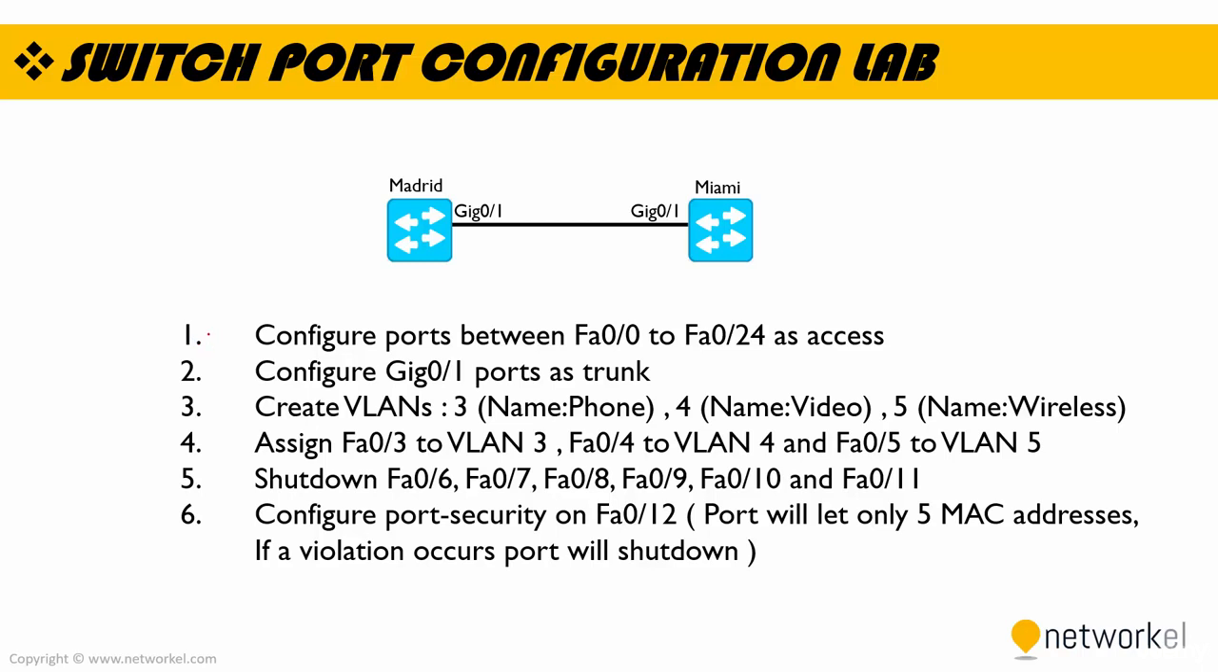And let's go with the first step. The first step is saying us to configure ports between Fast Ethernet 0/1 and Fast Ethernet 0/24 as access ports. Alright, let's do it.